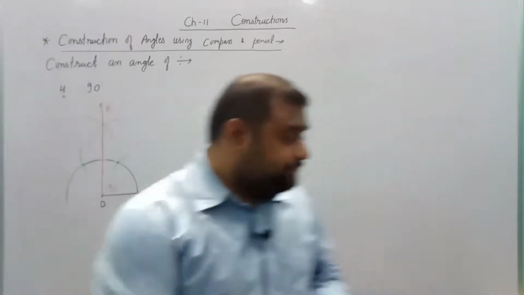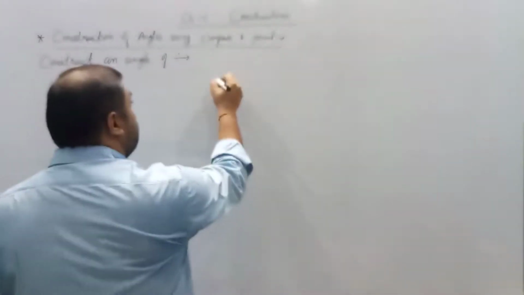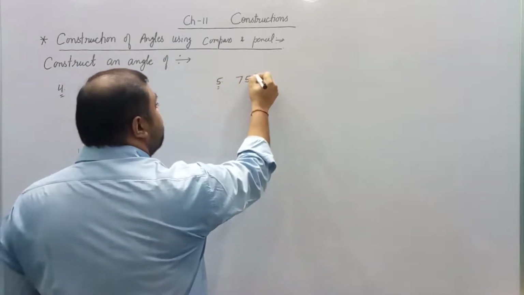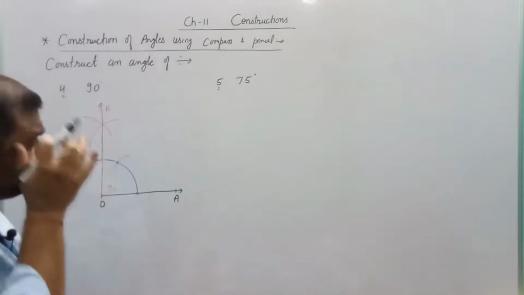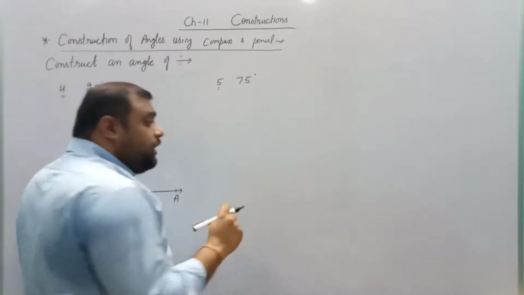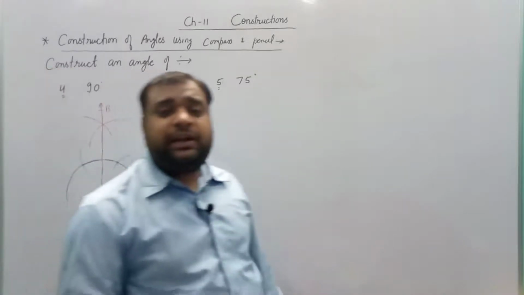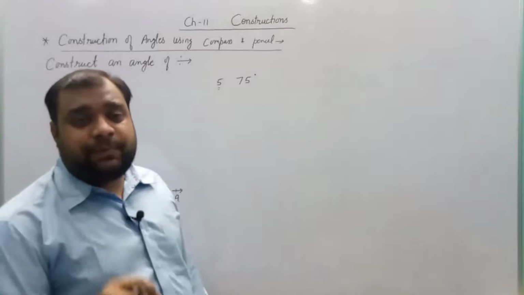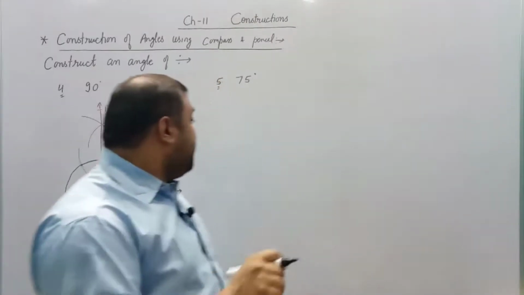Next is fifth, 75 degrees. To construct an angle of 75 degrees, you have to first construct an angle of 90 degrees.